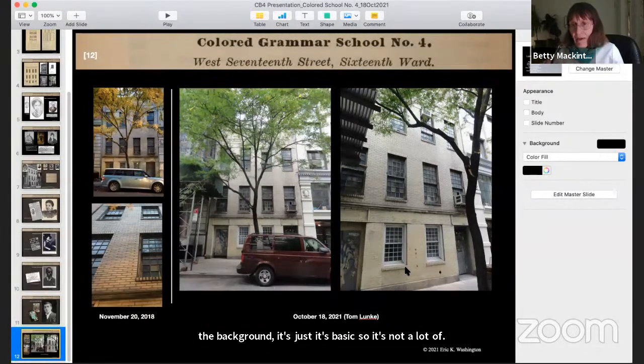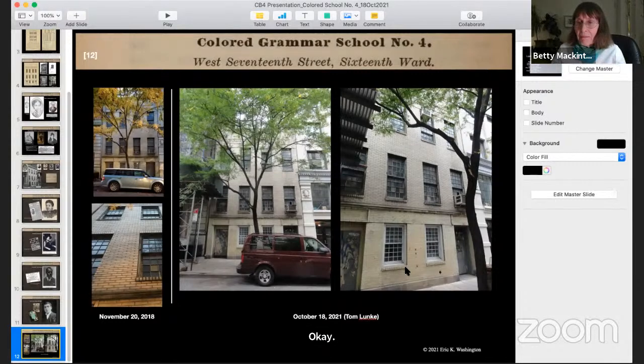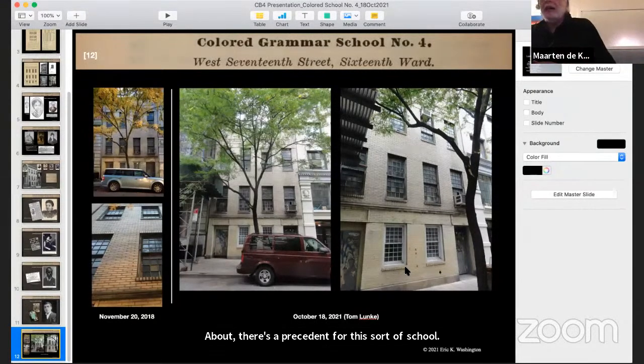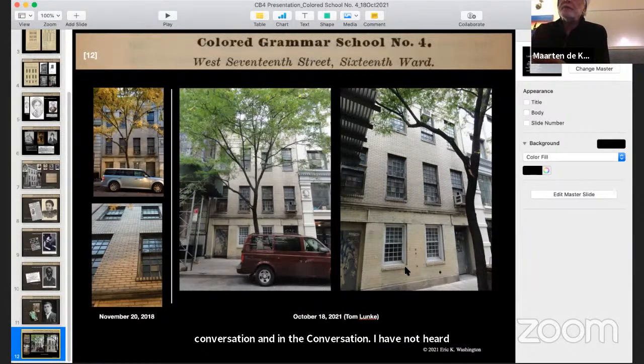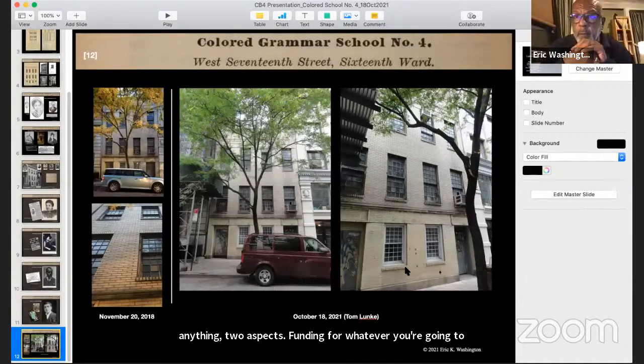Pam, I'm going to skip over you for a minute because we have Marty DeCat here. Marty? I apologize for coming late. I appreciate hearing this conversation. And in the conversation, I have not heard anything on 2 aspects. Funding for whatever you're going to do with the building, other than just landmark it. Have you thought, I'm sure you've thought of programs. And what are those programs? Funding will be a big issue. I'm sure it will be.